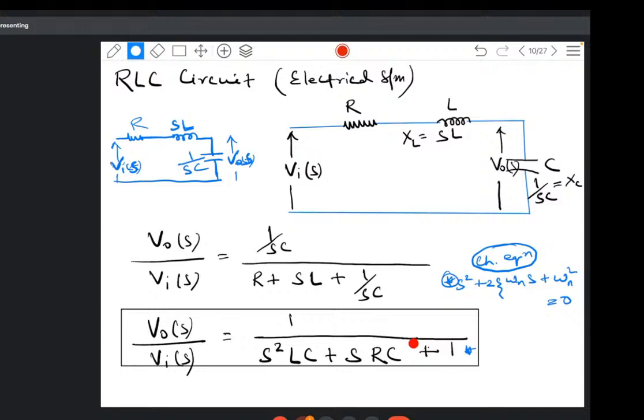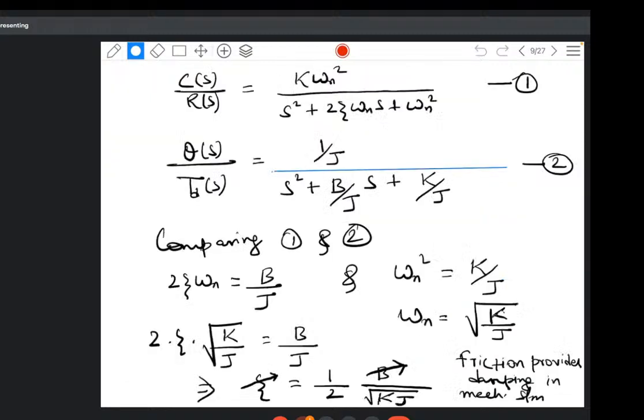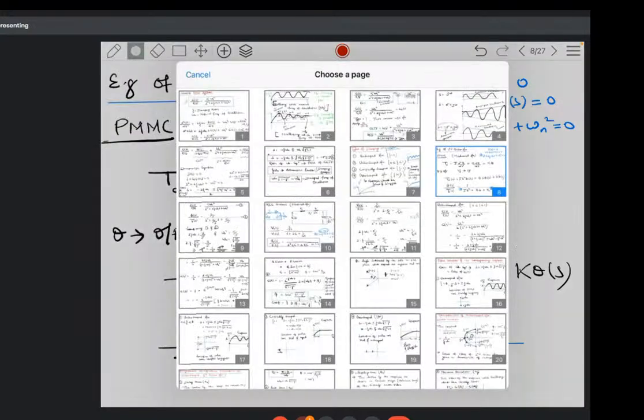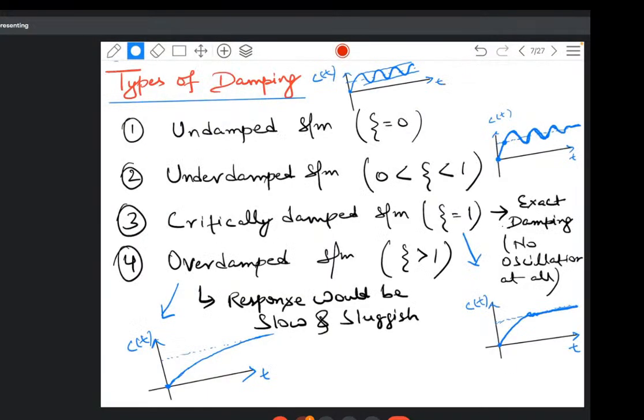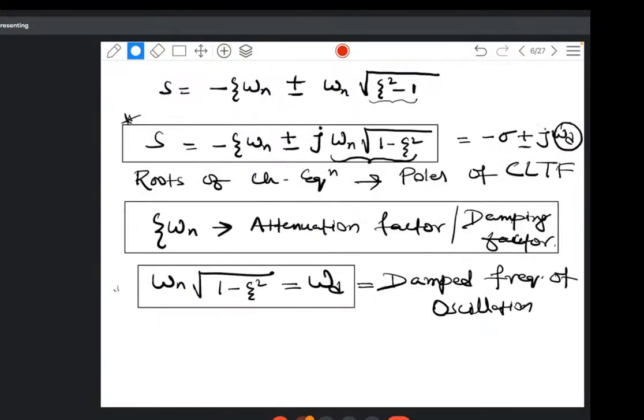Okay. Then we have seen different examples of second order systems, a mechanical system and an electrical system. So all that we have covered till now. So till now, I want to know if there is any doubt. Achha, we have also seen the types of damping, examples of damping, the values of damping, the plots of different kinds of damping of the system.